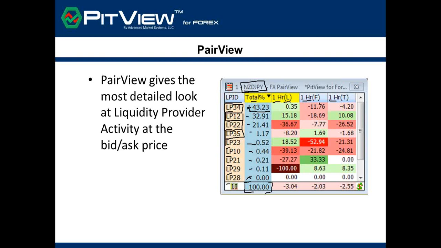And then it goes down into 1 hour L, 1 hour F, and 1 hour T. These three different columns are showing you, for each individual liquidity provider, the bid and ask activity based on when L means leading. So whenever LP34 has led inside the bid or an ask price, they have favored the bid price. Leading means when a liquidity provider raises the bid and they're the first one to create a new, higher bid price, that's called leading inside the bid. A liquidity provider raised the price they're willing to buy. They were the first one to do it. They created a new bid price.